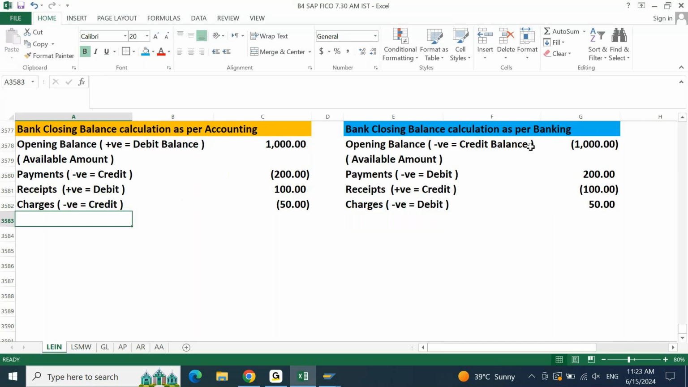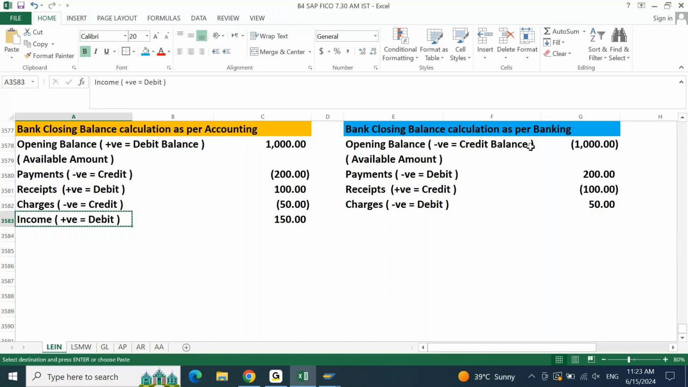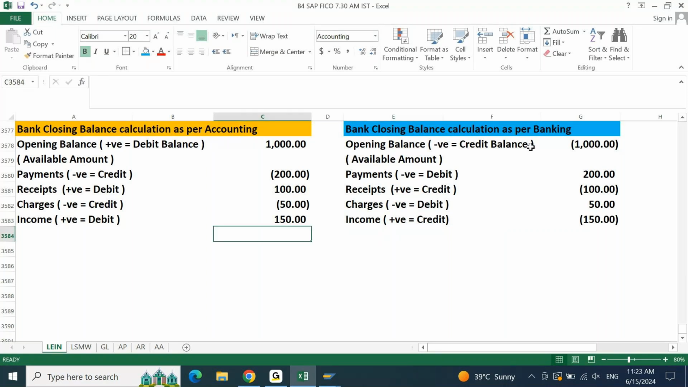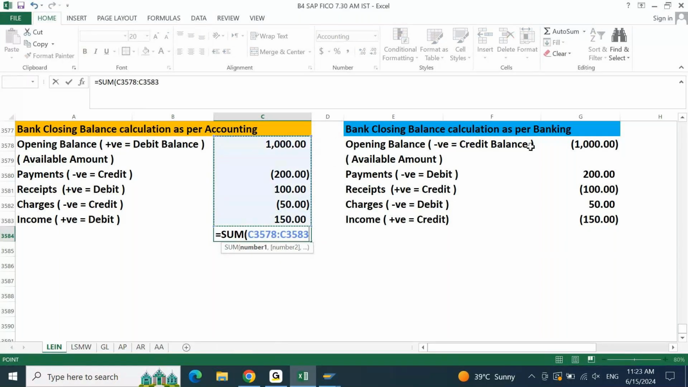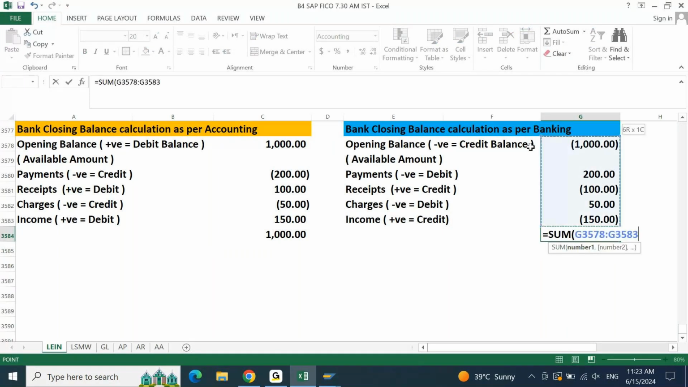Finally, you have something called income. You have bank income. According to accounting, you understood it is a positive number. You are increasing the balance. Increasing as per accounting is debit, and then we added 150 here. Same thing if I put income, bank is going to add based on credit. Same 150, it will be negative. And if I do a total for this, this is 1000 again. Same thing if I do a total for it, this is 1000 again.